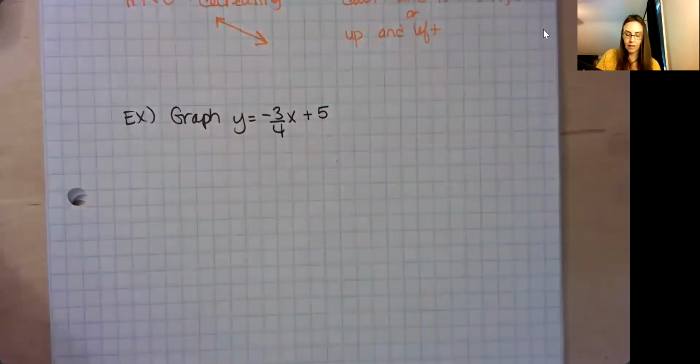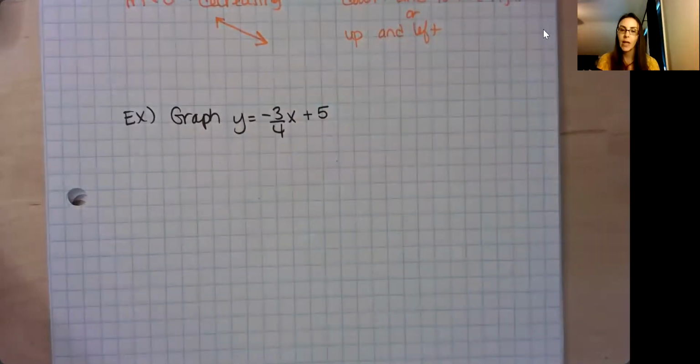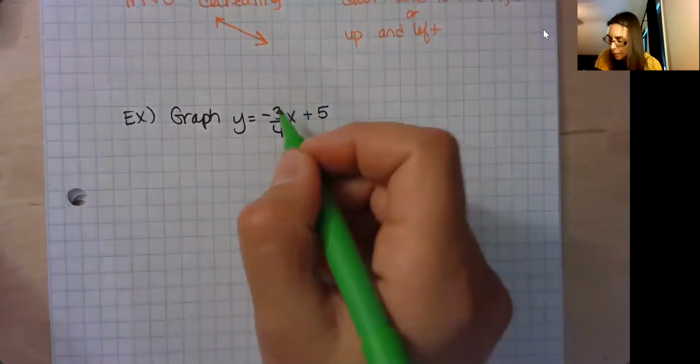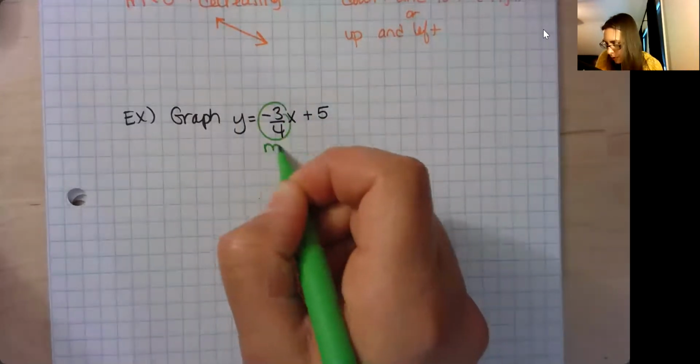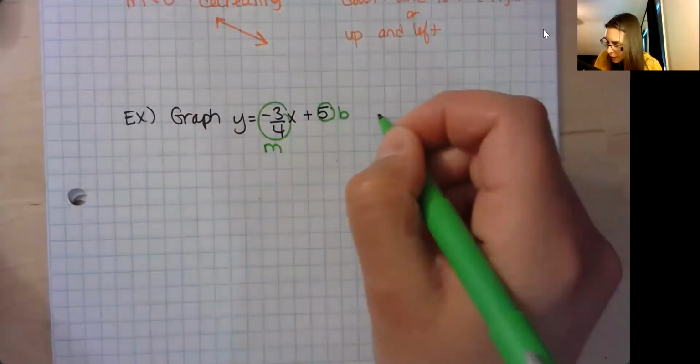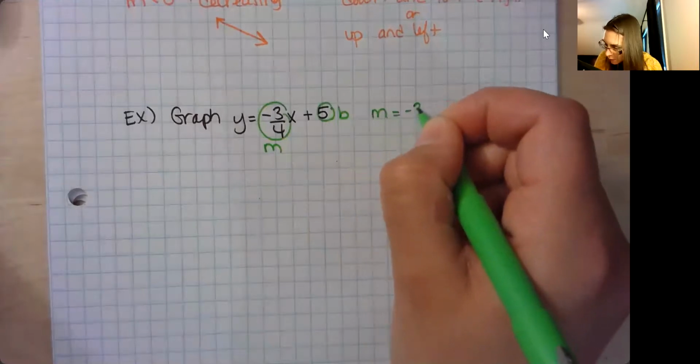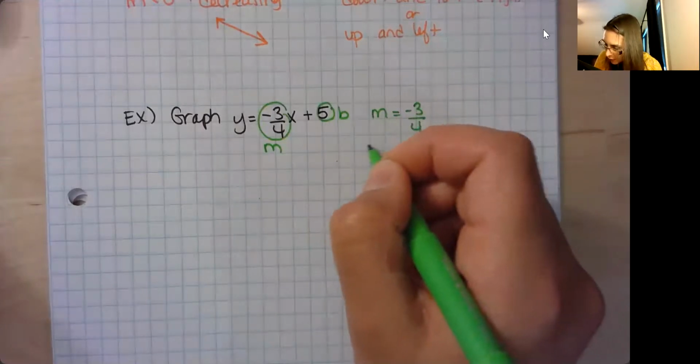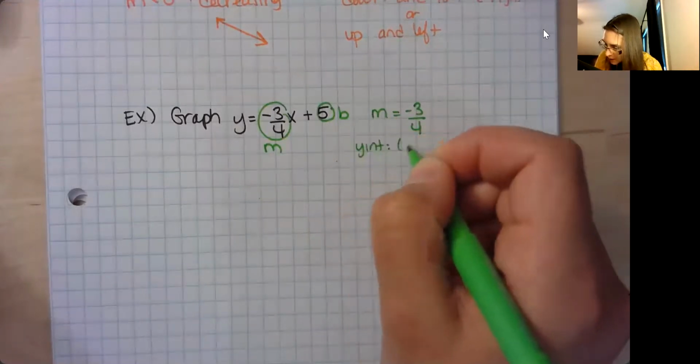So y equals negative 3/4 x plus 5. I'm in that y equals mx plus b form, so I can pick out my slope and my b value right away. My slope here is negative 3/4, and that b value tells me that my y-intercept is (0, 5).